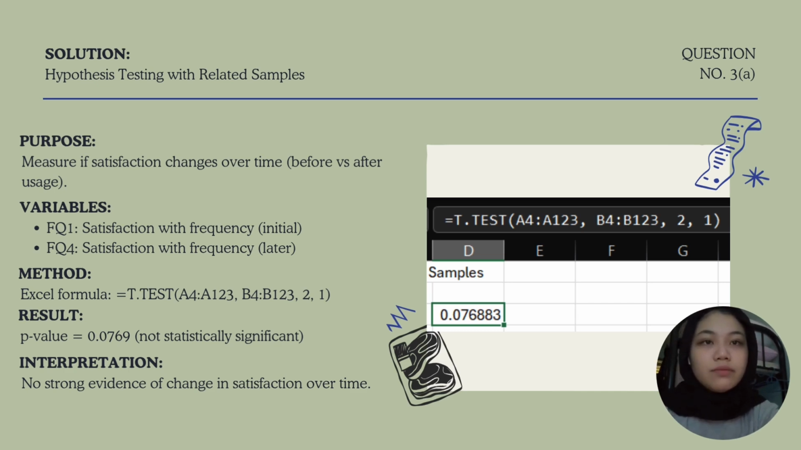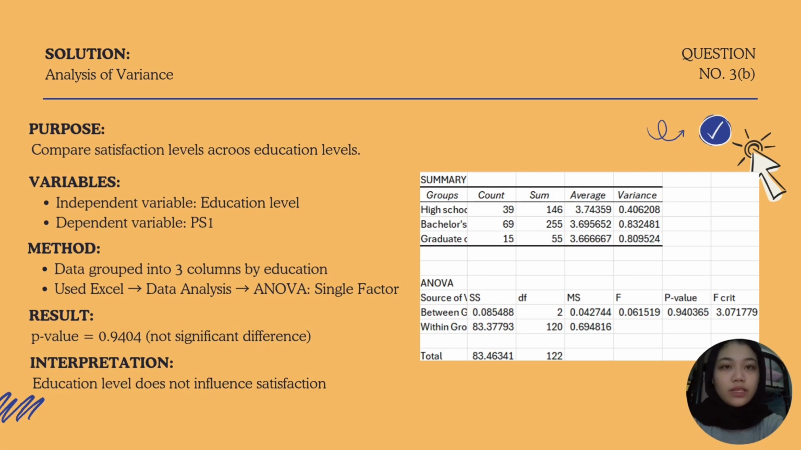This means that there was no significant change in satisfaction over time. Next, we use one-way ANOVA to see if education level affected satisfaction. We grouped respondents into 3 categories: high school, bachelor's, and graduate or above, and compared their PS1 scores. The p-value was 0.9404, again not statistically significant, so education level didn't impact how satisfied passengers were.